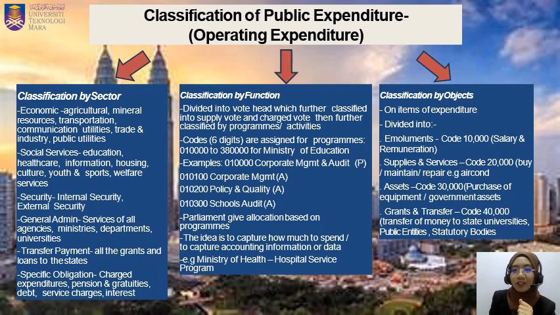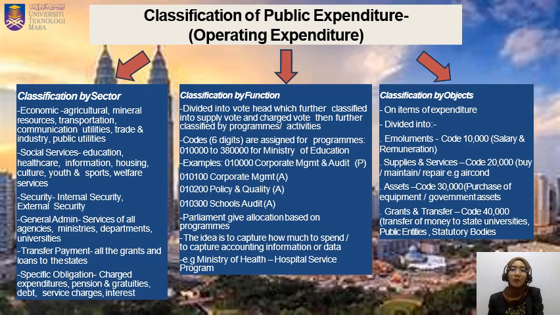So this coding is for Ministries of Education. This coding is for the corporate management and audit. This coding is for the corporate management. This coding is for the policy and quality. This coding is for the schools and audit. Okay, so all of this coding has significant values or symbols that reflect the programs and the activities.